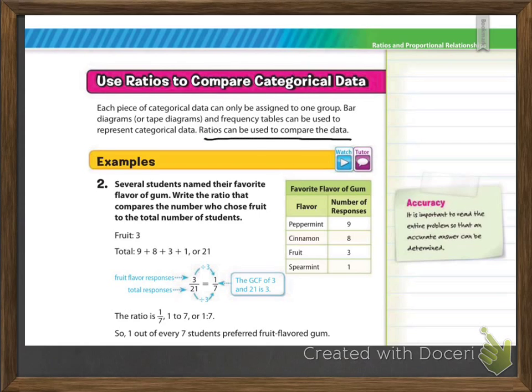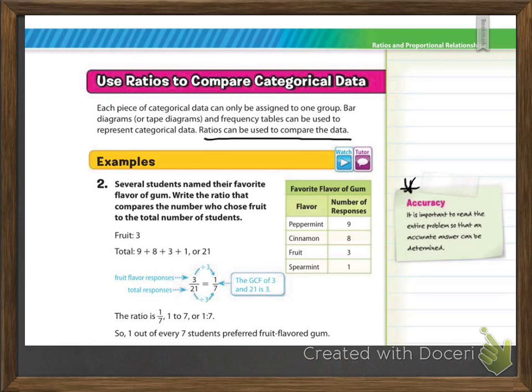Ratios can be used to compare the data. So this little accuracy piece right here is important because it's telling you that it's important to read the entire problem so that an accurate answer can be determined. Because sometimes you go into a problem already thinking you know what it means or what it's asking, and then it asks something entirely different. So let's look at example 2 to figure out what we're talking about here.